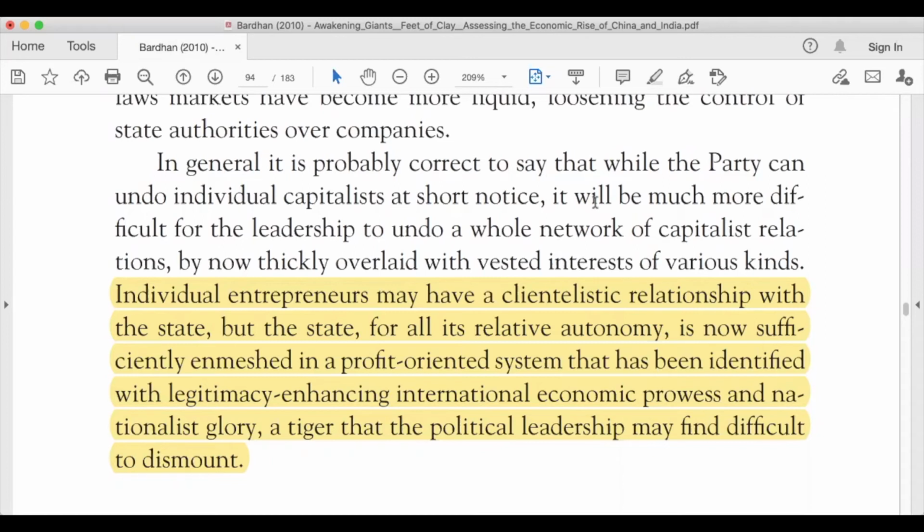Individual entrepreneurs may have a clientistic relationship with the state, but the state, for all its relative autonomy, is now sufficiently enmeshed in a profits oriented system that has been identified with legitimacy enhancing international economic prowess and nationalist glory, a tiger that the political leadership may find difficult to dismount. A very important statement that we should pause and think about.